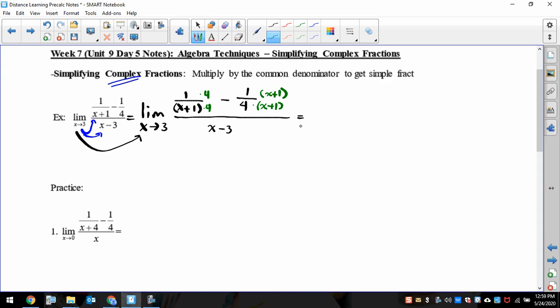Okay, now you want to simplify in this next step. So you don't want to plug in the 3 yet here because we really haven't changed anything. So let's rewrite the limit. We still can't plug in. We have to rewrite. Let's simplify. Here, this negative is going to distribute to both of these terms in the numerator. So I'm going to have a minus x and a minus 1. And then this is all over the common denominator of 4 times x plus 1. And then this is our ugly fraction in the numerator, all over an x minus 3.